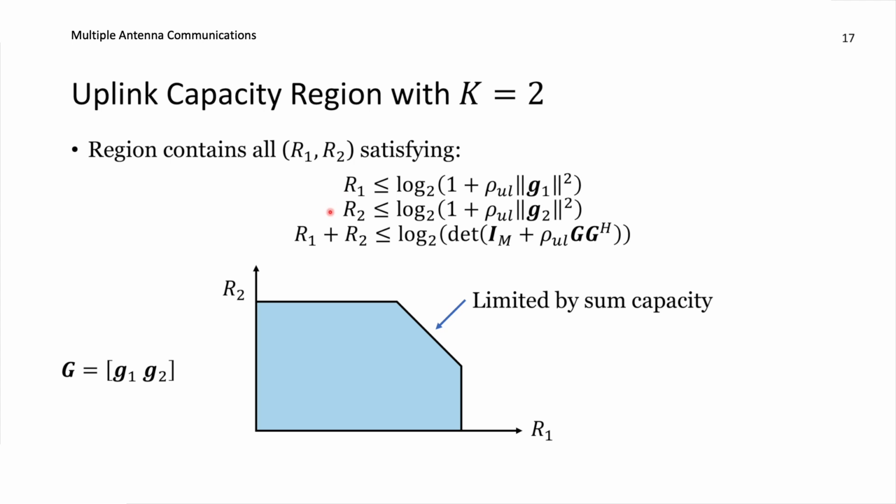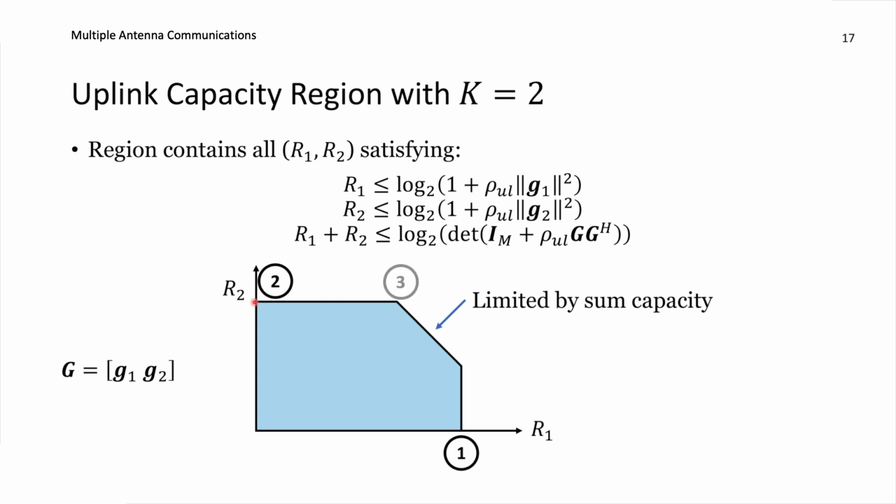And if we are serving user 2, then we have a capacity of log2 of 1 plus rho uplink times the squared norm of its channel vector. And then from the previous slide, we saw that the sum capacity, R1 plus R2, is log2 of the determinant of an identity matrix plus rho uplink times the channel matrix multiplied with its conjugate transpose. And now we have some different operating points. At this point, we are only serving user 1. At this point, we're only serving user 2.